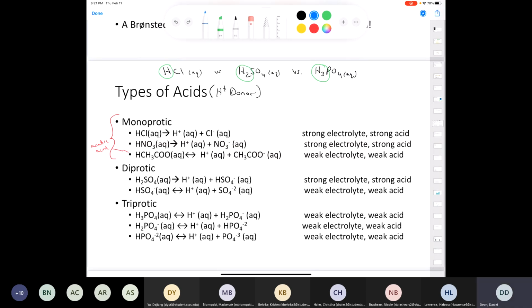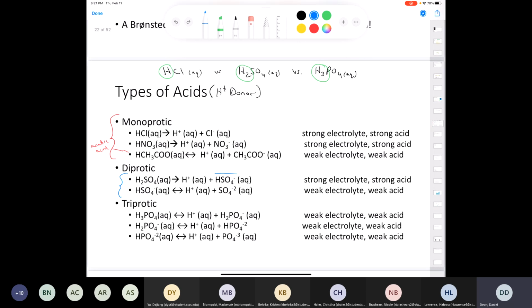A diprotic acid, like sulfuric acid, has 2 protons to donate, but it doesn't donate them with an equal strength. The first proton is completely removed by complete dissociation. However, once you form this anion, the hydrogen sulfate anion, it can release this proton. The hydrogen sulfate ion can behave as an acid, but think about it.